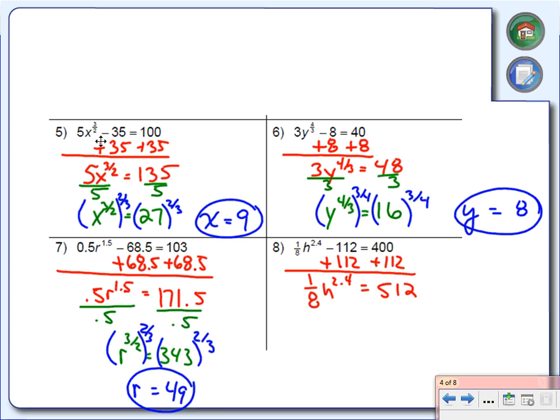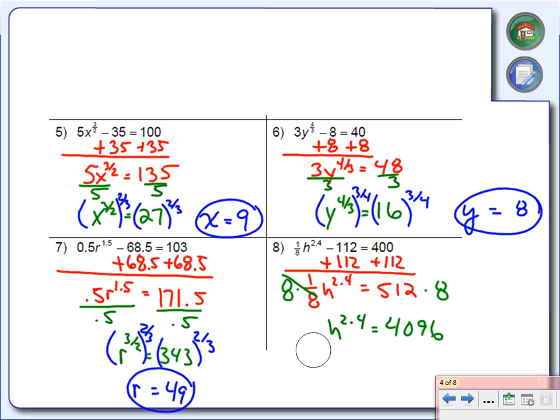Now it gets a little trickier. That 1/8, what are we going to do to take care of that 1/8? We're going to multiply it by 8. That's how we're going to get rid of that 1/8. That's gone. So 512 times 8 is 4,096. Now let me go ahead and change that 2.4.